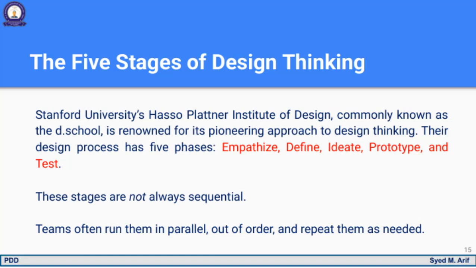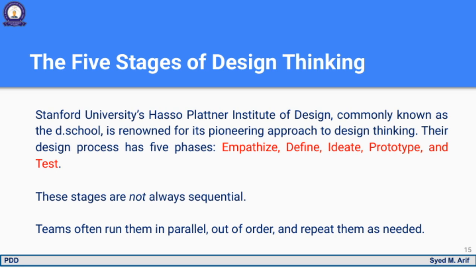Let's take a closer look at Stanford University's Hasso-Plattner Institute of Design, commonly known as the D-School. It's really renowned for its innovative approach to design thinking, which has influenced many fields. Their process is structured into 5 key phases: empathize, define, ideate, prototype, and test. These stages serve as a roadmap for tackling complex problems creatively and effectively.